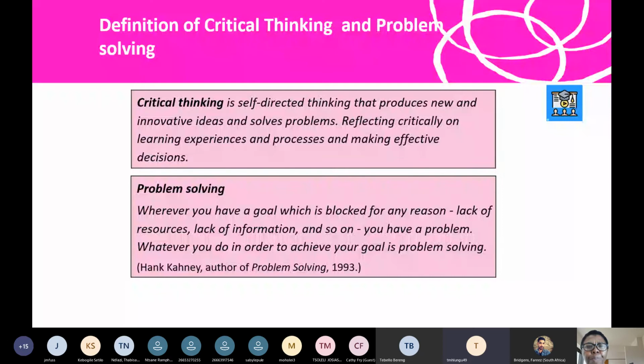And problem solving is when you want a solution, as you have said. Whenever you have a goal which is blocked, somebody said in the WhatsApp, overcoming blockages. If you have got a problem with a lack of resources, lack of information, and so on, you have a problem. And whatever you do in order to achieve your goal is problem solving.